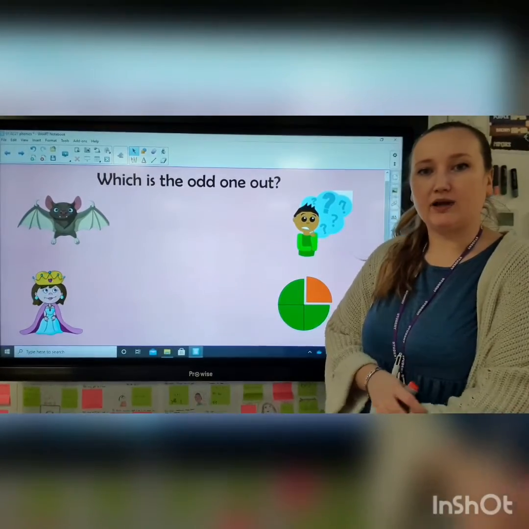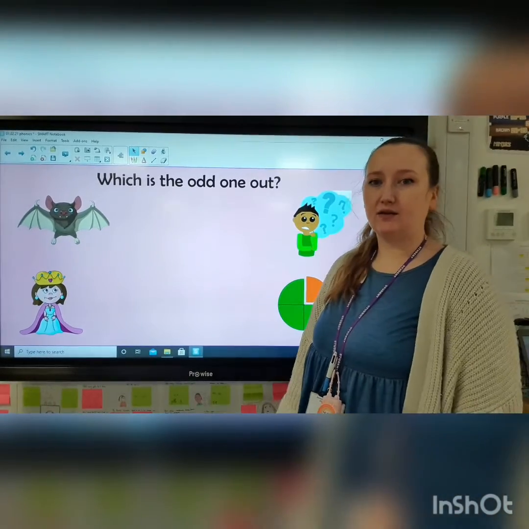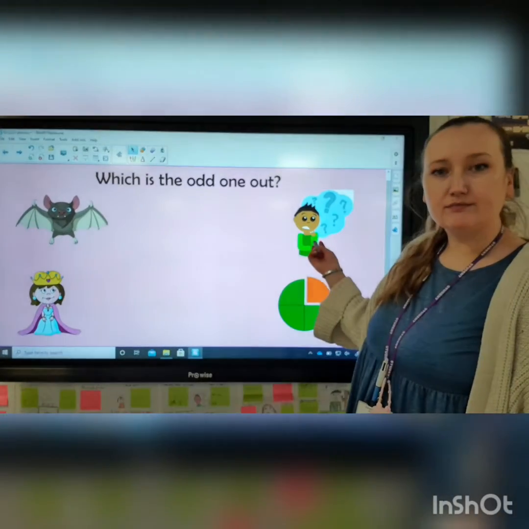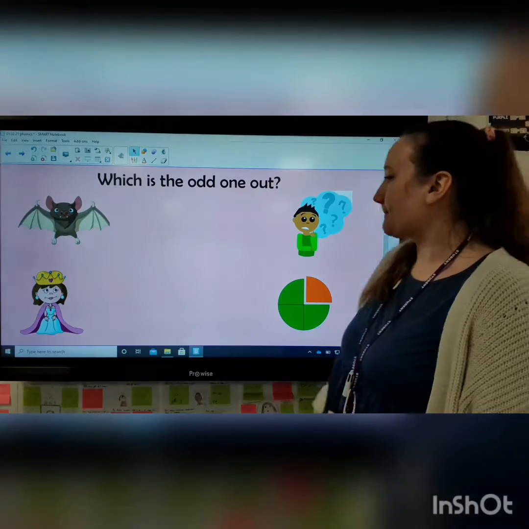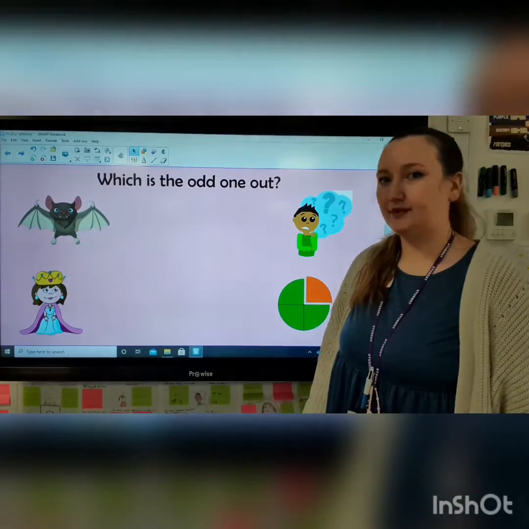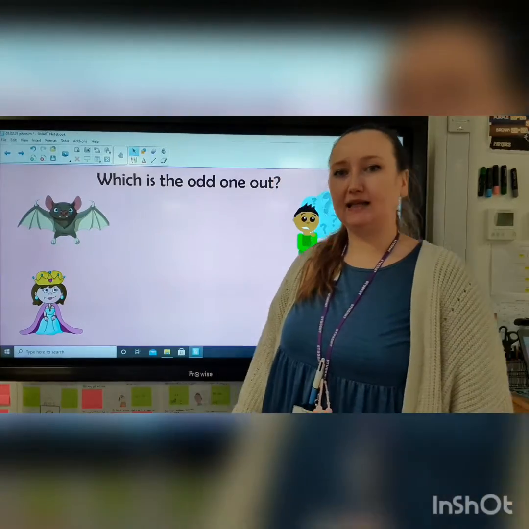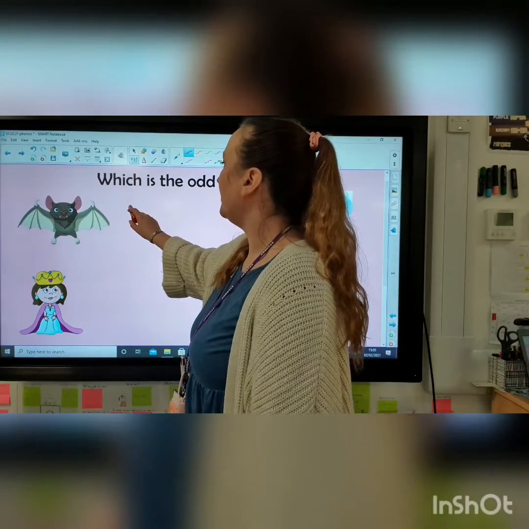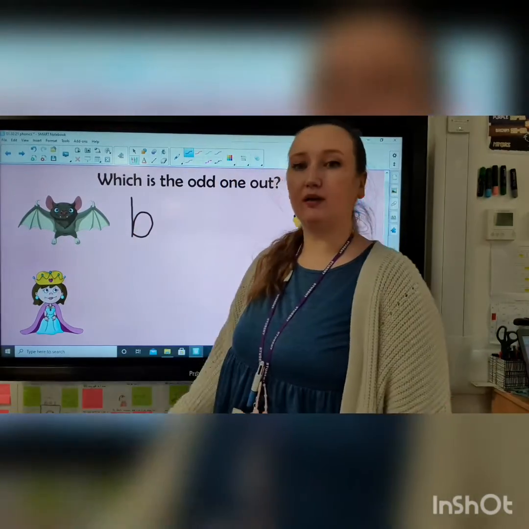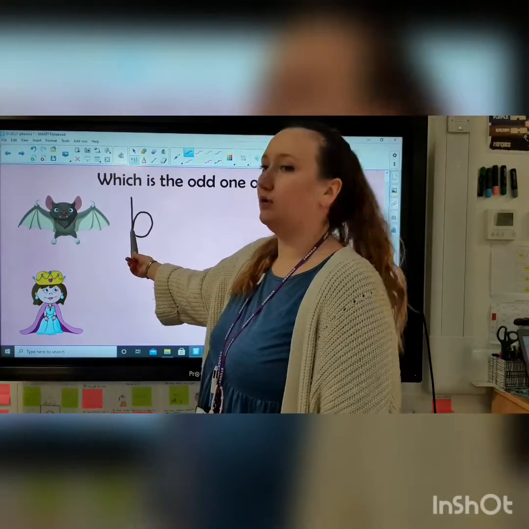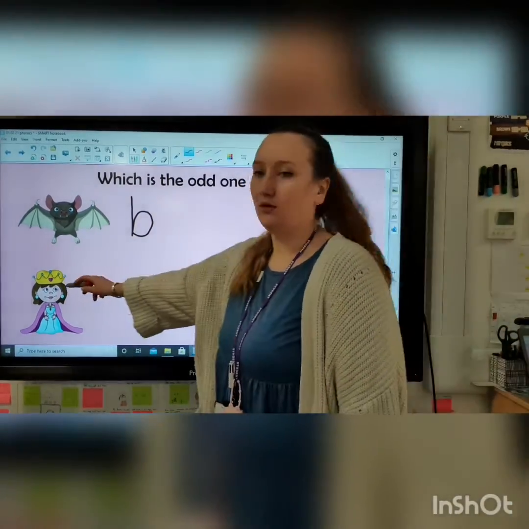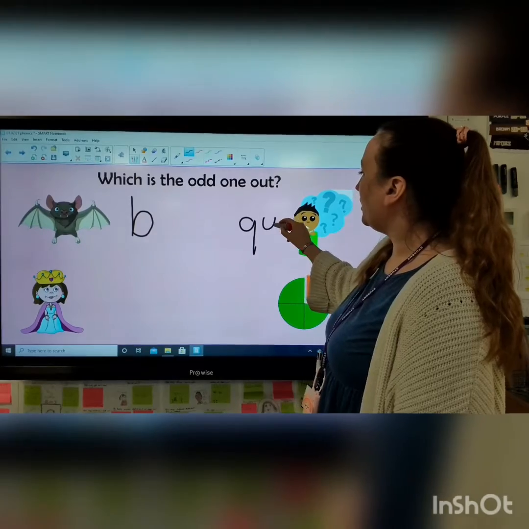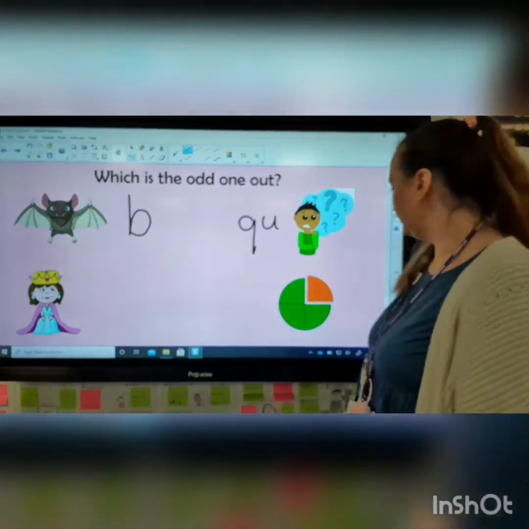Which one is the odd one out that begins with a different phoneme than the rest? Okay, 1, 2, 3, you tell me. Is it the question? No, it's not the question. Is it the queen? Nope. It's the bat, isn't it? Because what phoneme does bat begin with? It begins with b. Okay, and a good way to remember b is because we have the bat before the ball. Okay, and all of these objects begin with the phoneme qu. Okay, they all begin with qu.